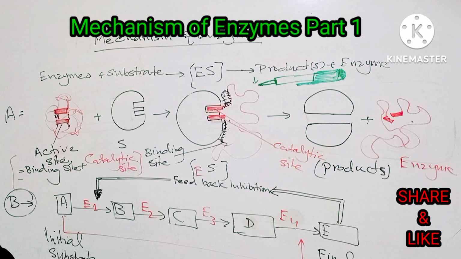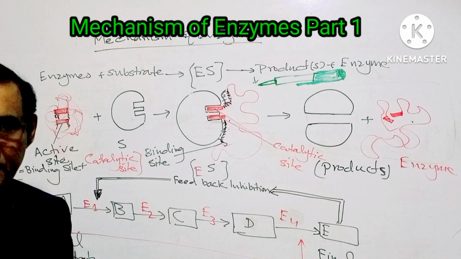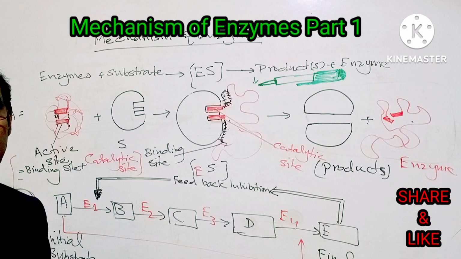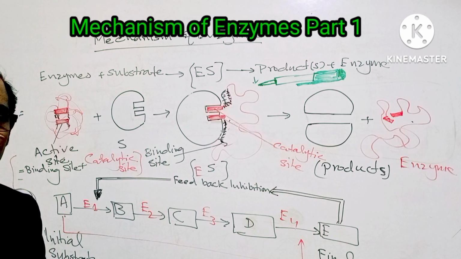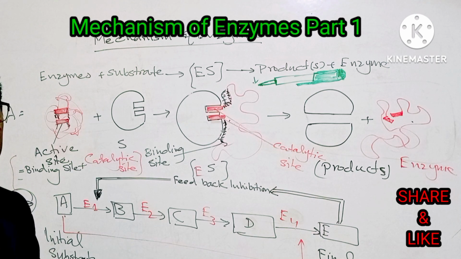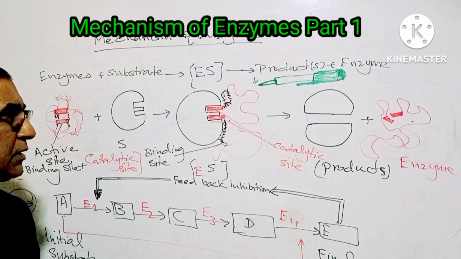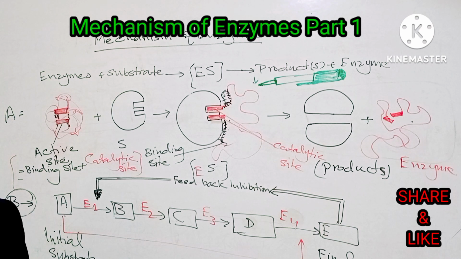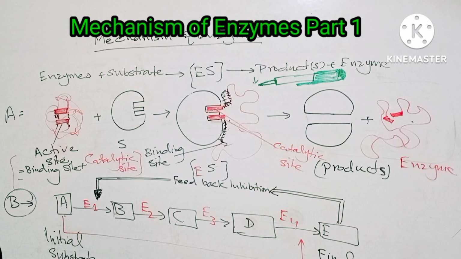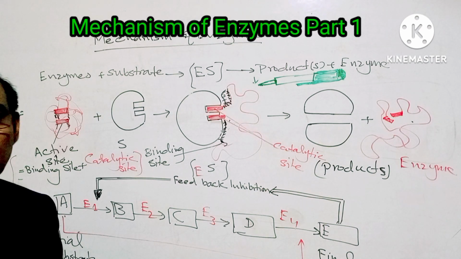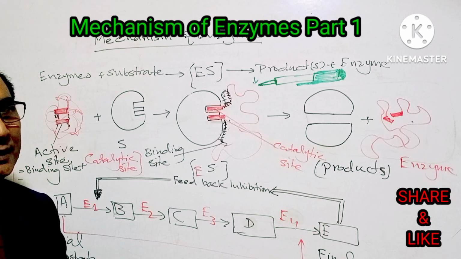There are two models of enzyme action. One was put forward by Emil Fischer, and the second was put forward by Koshland. We'll discuss the Emil Fischer model and the Koshland model in the next lecture.